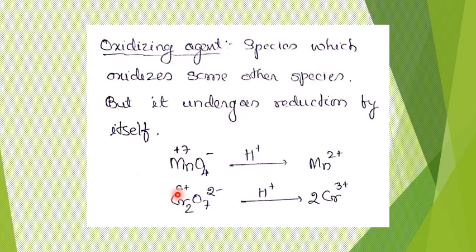The other species gets oxidized, and this one, by accepting electrons, gets reduced to 3+. So here you can find +7 to +2. That is a decrease in oxidation number, which means this is a reduction reaction, right? Here also, 6+ to 3+ is a decrease in oxidation number, which means this dichromate species is undergoing reduction in this case. So an oxidizing agent by itself undergoes reduction.